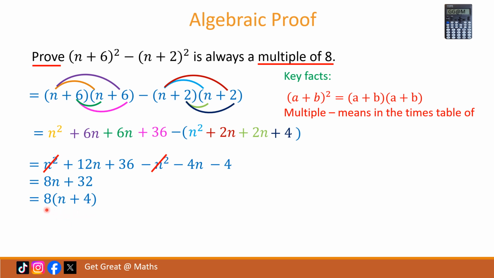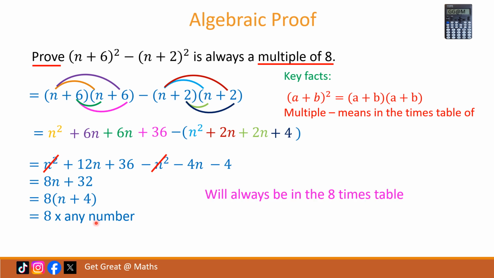Now, once I've got it in factorised form, this means I've got 8 times by a number, and this could be any number. N plus 4 will be any single number. But if I multiply this number by 8, it is going to be a number in the 8 times table. So 8 times any number will always be a number in the 8 times table, which means this will be a multiple of 8. Therefore, we have proved it. Now remember, when you've proven an expression, you must always state at the end, therefore you have proved, or QED, at the end, to show that you have proved it.